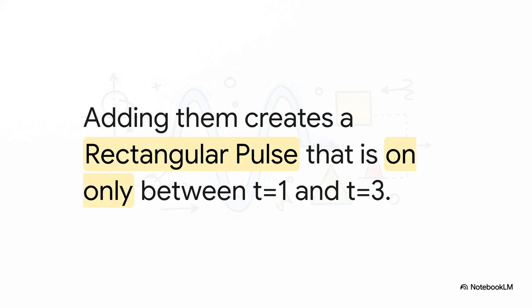Well, before time equals 1, everything is 0. Then at time 1, that first function kicks in, and our signal jumps up to a value of 2. It stays at 2 until we get to time equals 3. That's when the second function activates, adding a value of negative 2 to our signal. And what's 2 plus negative 2? It's 0. The signal snaps right back down to 0 and stays there forever. Just like that, we've created a perfect rectangular pulse.